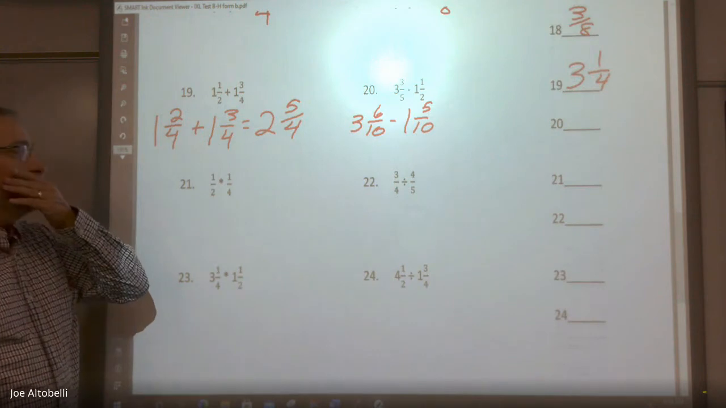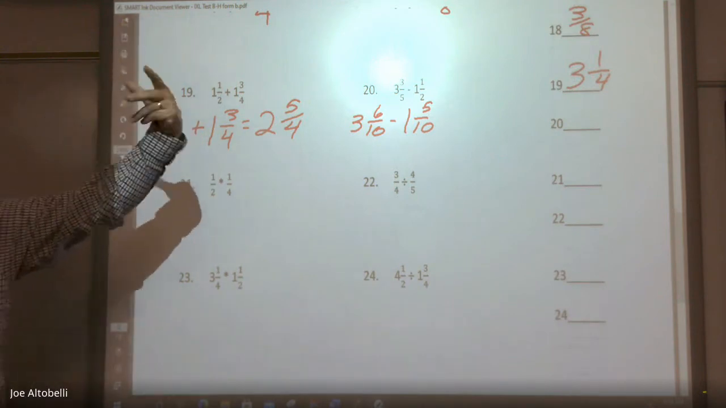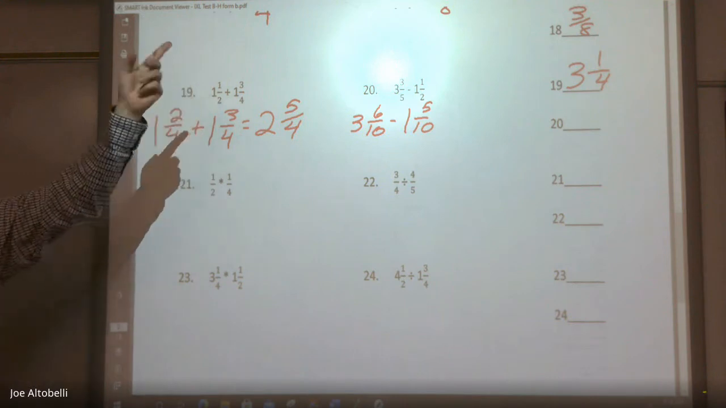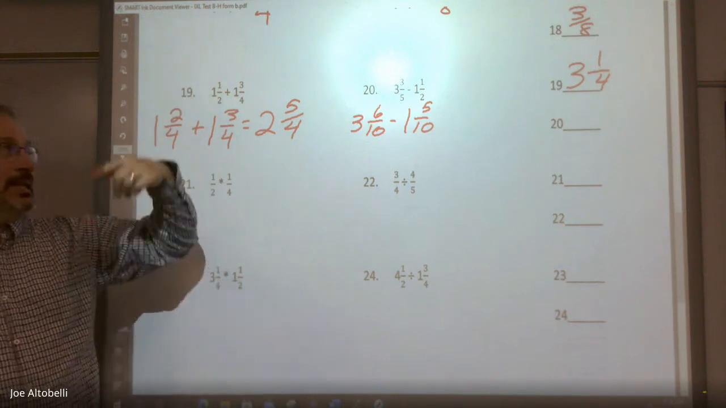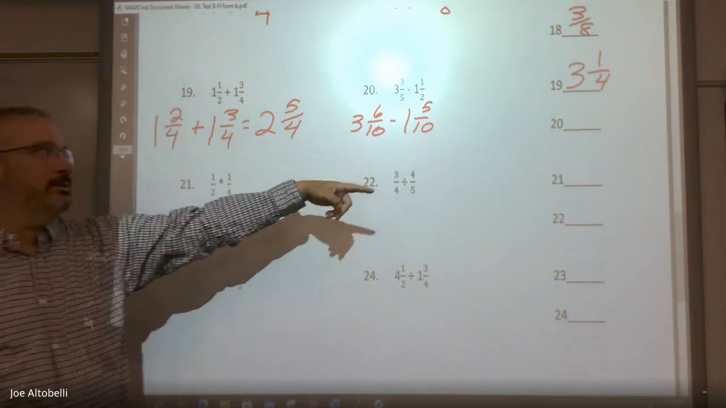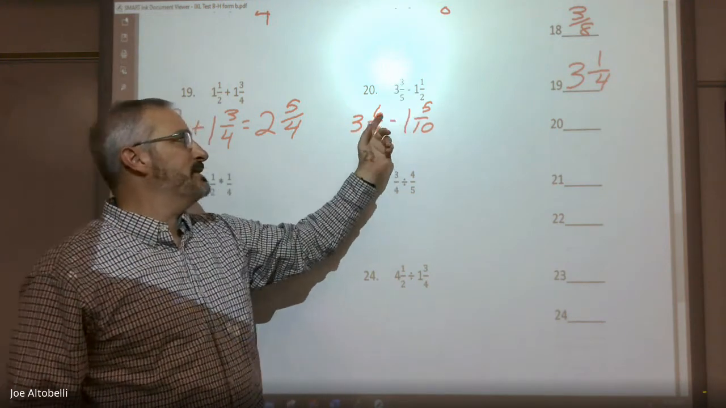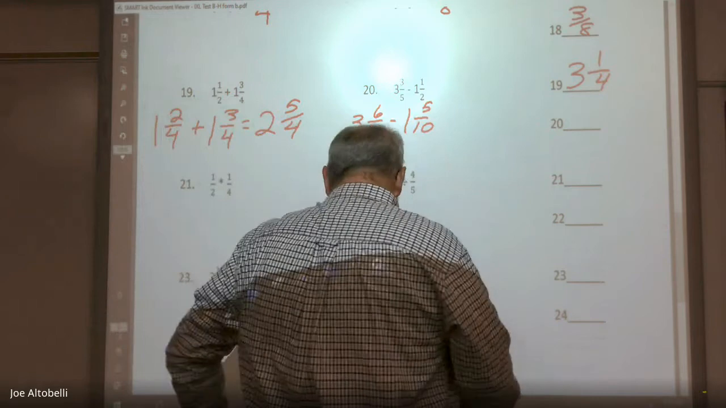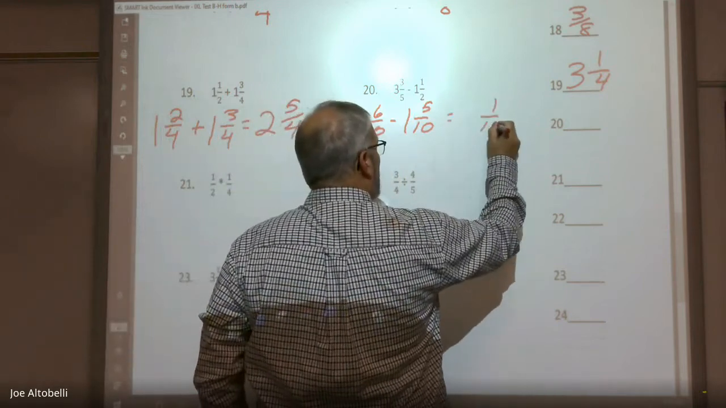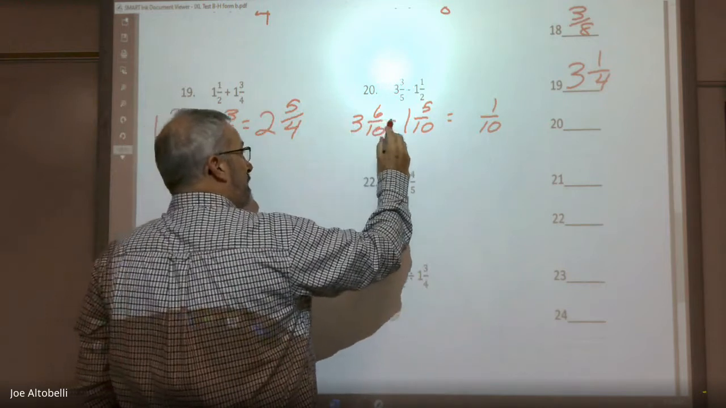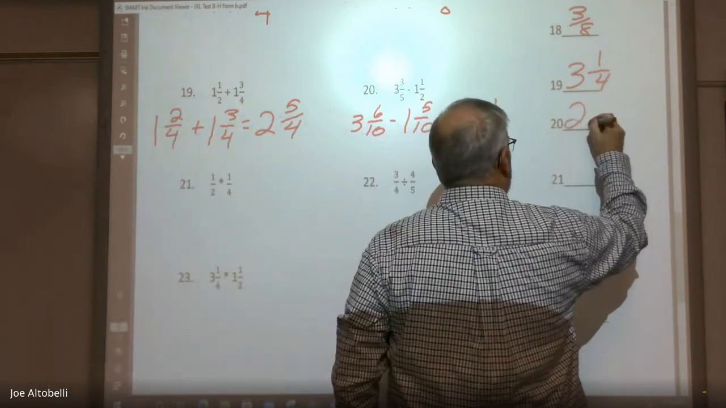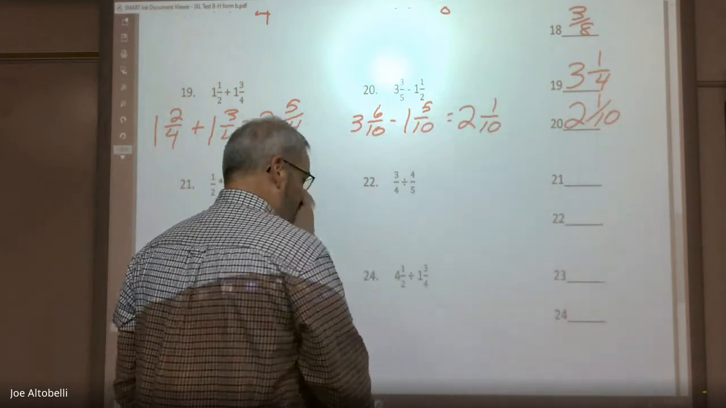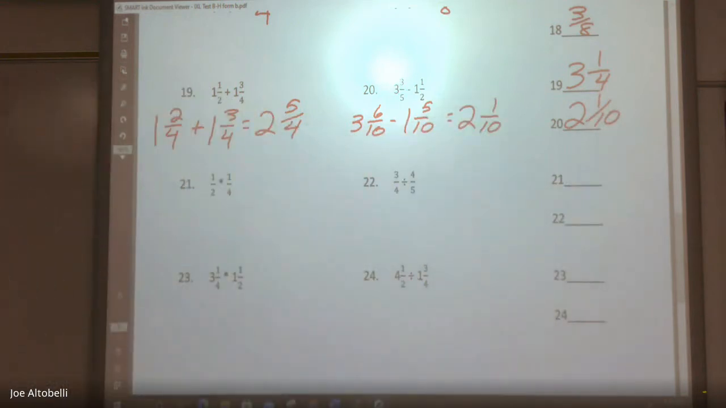Okay, so now remember, with the adding and subtracting of mixed numbers, you don't have to change them to improper fractions. Multiplying and dividing you do, but adding and subtracting you don't. You just need common denominators. So when I rewrite this, I'm going to get 6/10, and here I'm going to get 5/10. 6 minus 5 is 1, plus 1/10. 3 minus 1 is 2, so that's 2 and 1/10. You should hopefully have had 21/10. That still gives you 2 and 1/10. All right, 21.